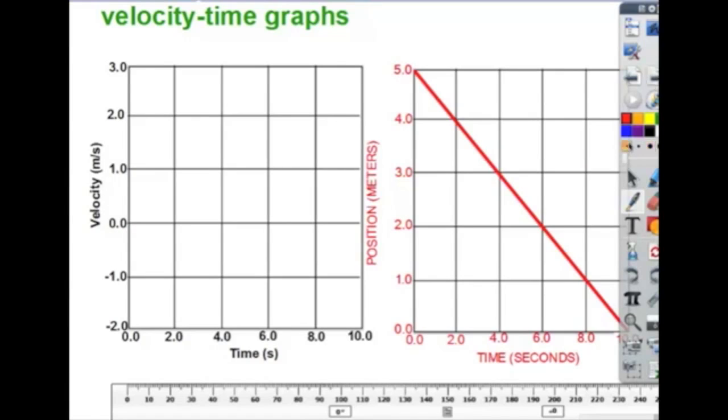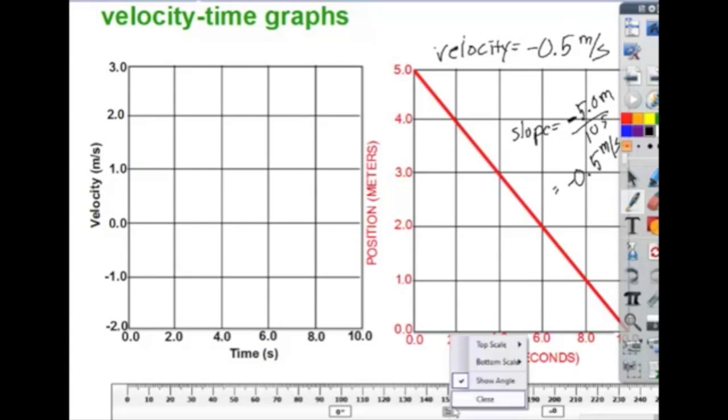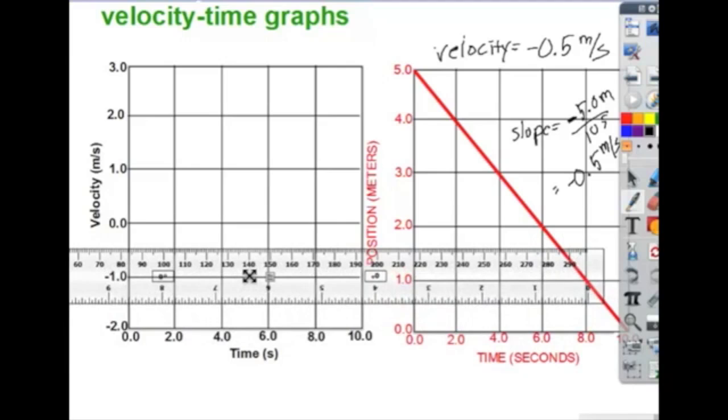All right, so now we've had a little experience creating velocity time graphs. What about connecting them with position time graphs? As you can see from the work I've done, this has a rise of minus 5 meters. We go from 5 meters to hitting the origin in 10 seconds. That's a velocity of negative 0.5 meters per second. So although we have this sharp slope on a position time graph, it's a flat line.